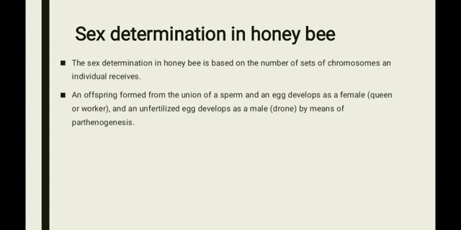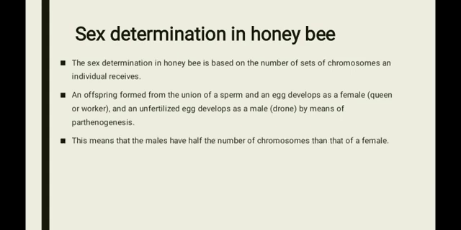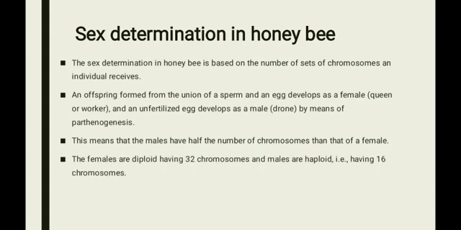So in this type, males are haploid, having one set of chromosomes, and females are diploid, having two sets of chromosomes. These differentiate into queens and worker bees. The sex determination in honeybee is based on the number of sets of chromosomes in an individual.